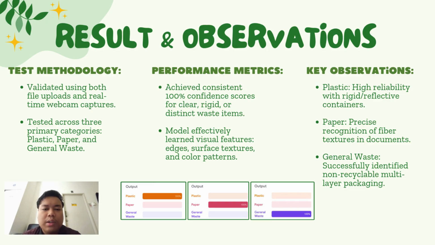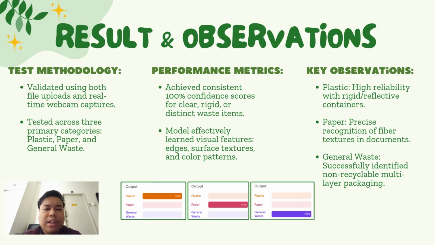Now, moving on to our results and observations. Our system was tested using both file uploads and real-time webcam feeds to simulate actual community use. As you can see from these screenshots, the model is highly effective. For example, our plastic water bottles and food containers were identified with 100% confidence. Similarly, our paper-based tests like these advertisements and our general waste tests like these cookie wrappers also hit 100% confidence.